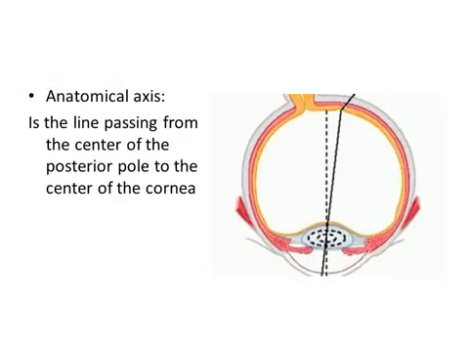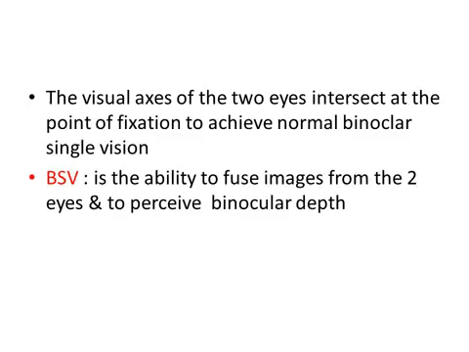There is another axis, which is called the anatomical axis. It is the line passing from the center of the posterior pole to the center of the cornea. So if you can imagine, the anatomical axes of the two eyes are parallel to each other, while the visual axes of the two eyes intersect. They meet at the point of fixation, which is the fixation target, and this is in order to achieve normal binocular single vision. So what is binocular single vision?